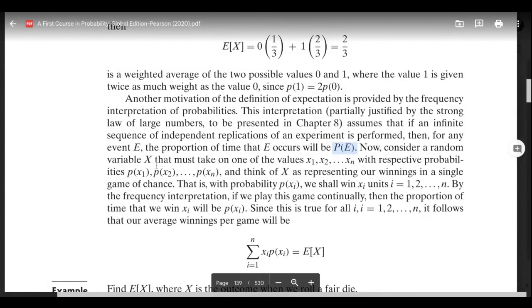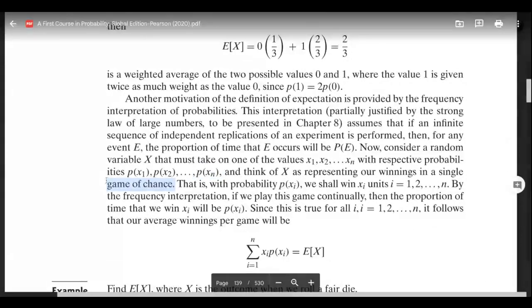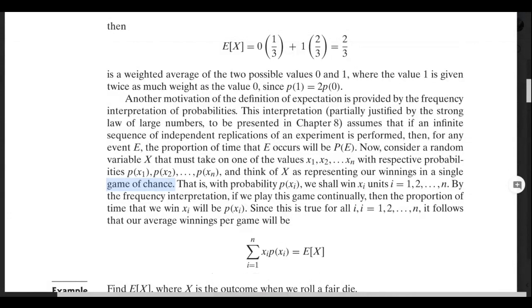Now consider a random variable x that must take on one of the values x1 up to xn with respective probabilities p(x1) up to p(xn). I think of x as representing our winnings in a single game of chance. If you want to play a game with your friends, you set up certain rules. You can always calculate your chance of winning, the expected value. That is, with probability p(xi), we shall win xi units for i from 1 up to n.